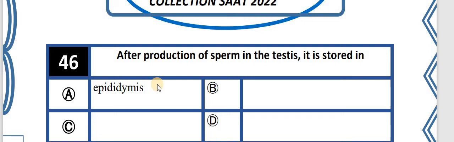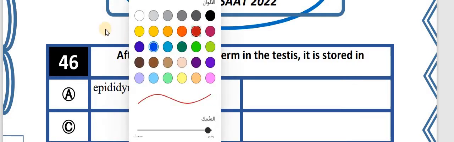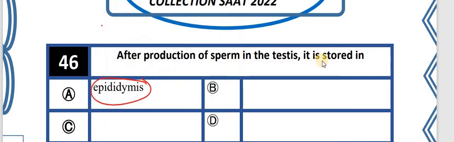Bismillah. Here from question number 46. After production of sperm in the testis, it's stored in the epididymis. So the sperm is stored in the epididymis after being produced in the testis.